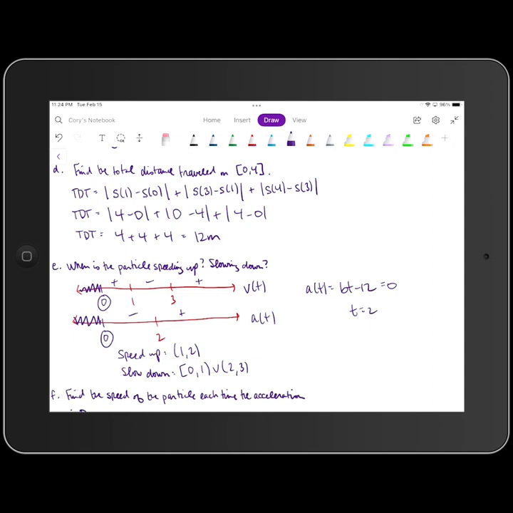And then the last interval is from 3 to infinity. Both velocity and acceleration are positive. They share the same sign, which means our particle is speeding up.